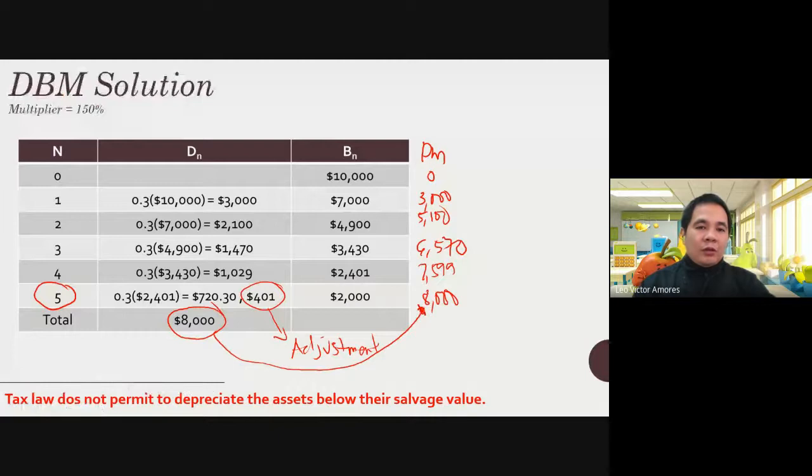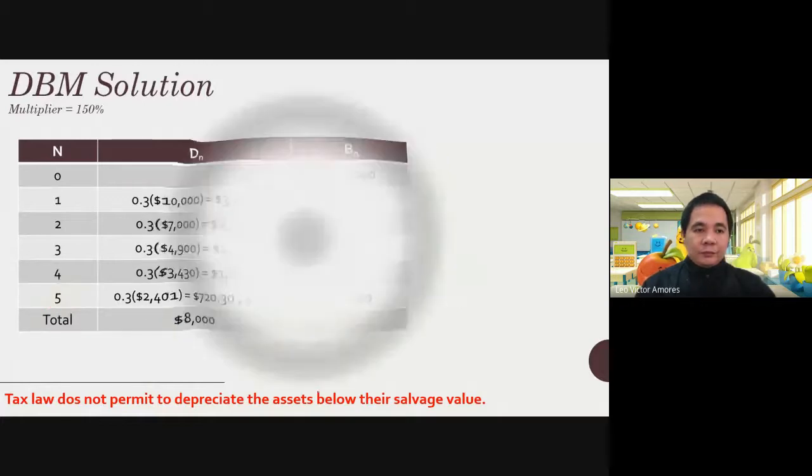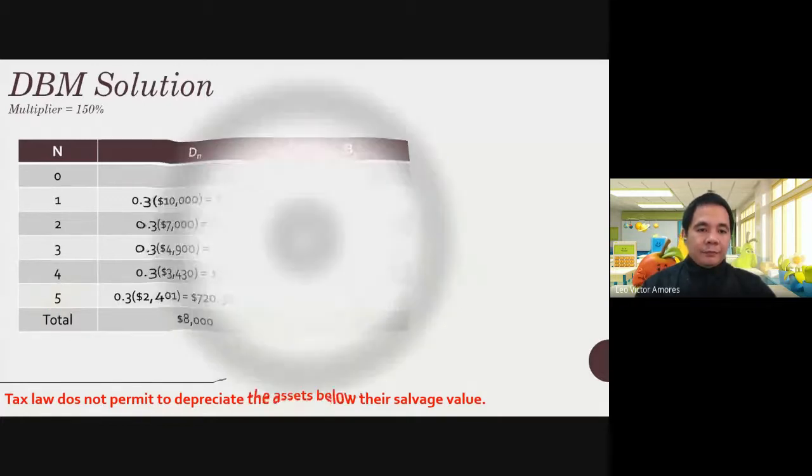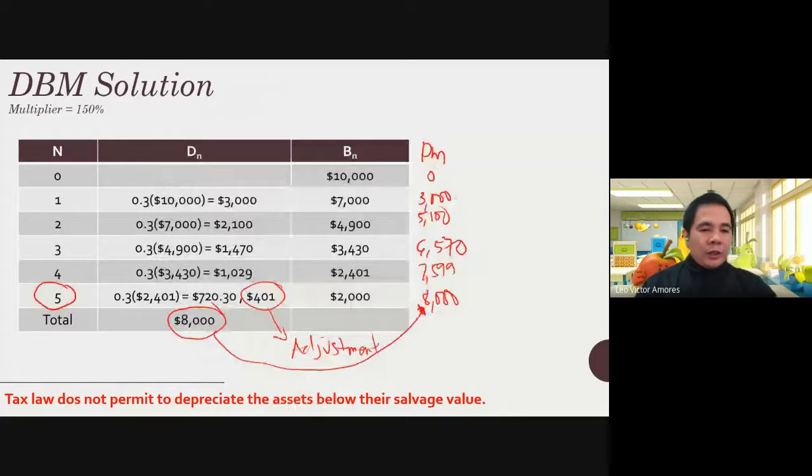So, with that discussion, usually this multiplier should be provided in the problem, no? Any questions with regards to declining balance method? Am I clear with the discussion on declining balance method? Clear? No questions? So, yes, sir.